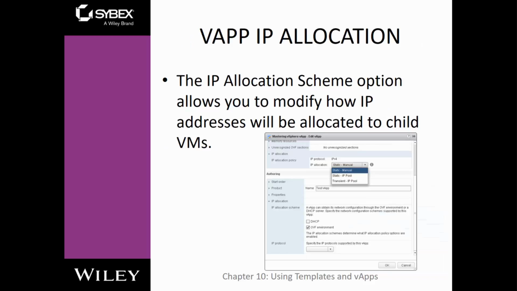We also have a way to, because all of that's going to be managed as a single entity, do a vApp with a single IP allocation. So the IP allocation scheme option allows you to modify how the IP addresses will be allocated to specific child VMs within that vApp.